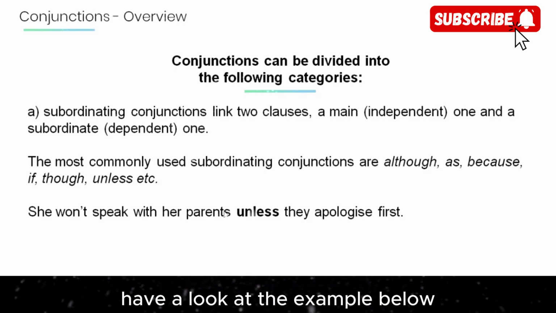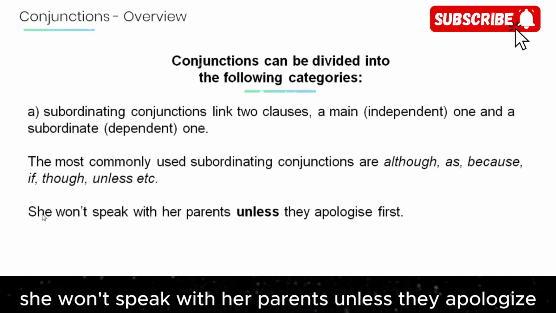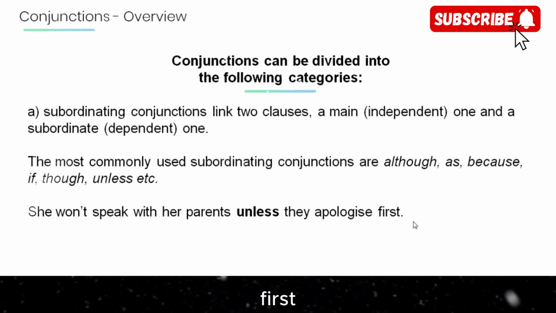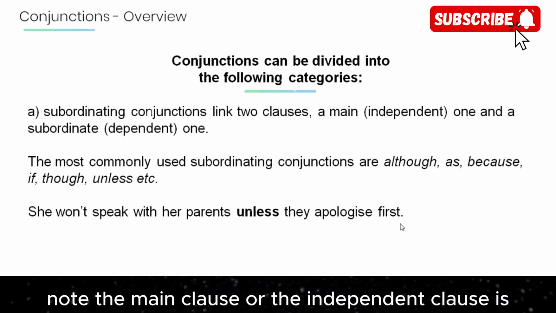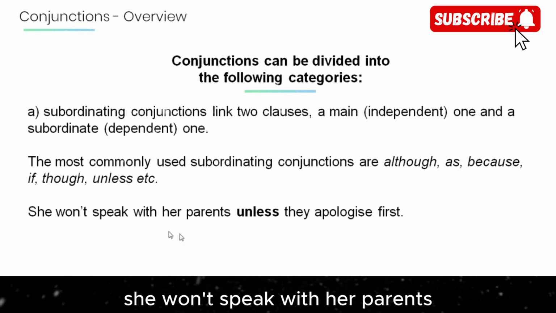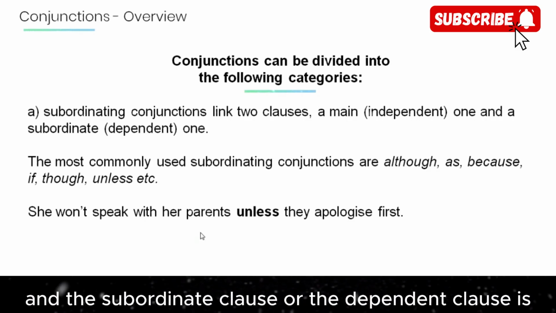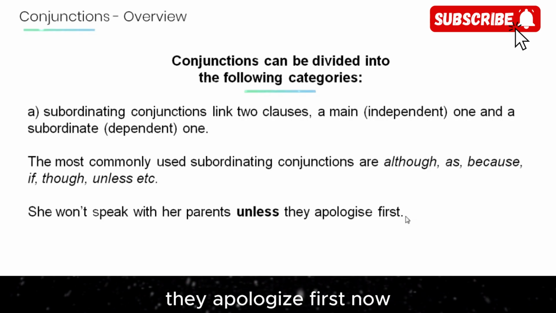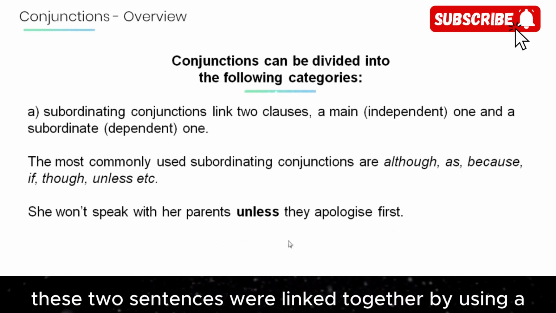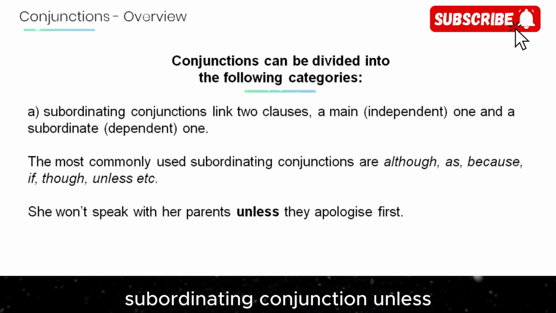Have a look at the example below. She won't speak with her parents unless they apologize first. Note that the main clause or the independent clause is she won't speak with her parents, and the subordinate clause or the dependent clause is they apologize first. Now, these two sentences were linked together by using a subordinating conjunction, unless.